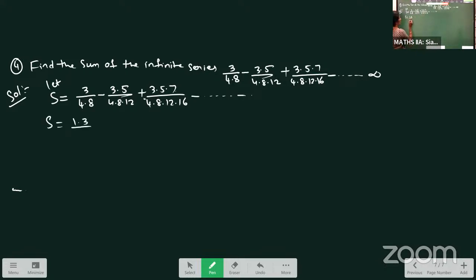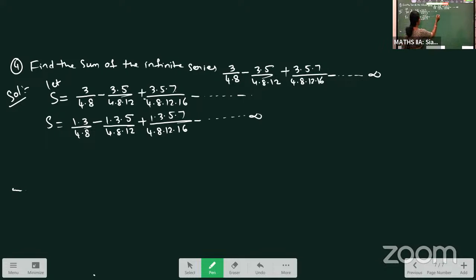into 3 by 4 into 8, because if we multiply or divide by 1 there is no change. So directly you can write it like this: 1 into 3 by 4 into 8, minus 1 into 3 into 5 by 4 into 8 into 12, plus 1 into 3 into 5 into 7 by 4 into 8 into 12 into 16, minus and so on. So we made the number of terms equal in the numerator and denominator.